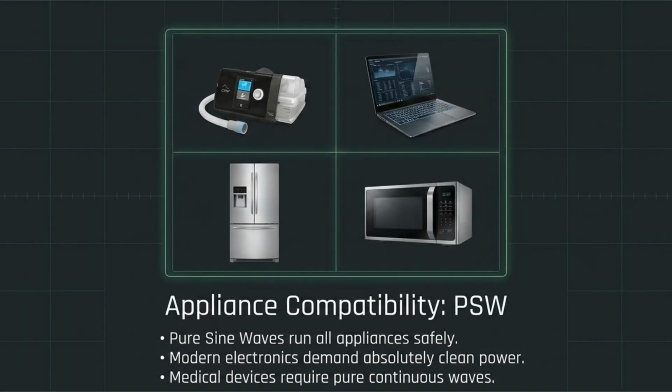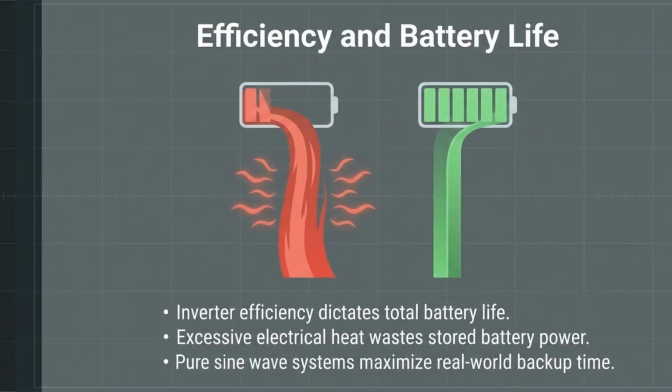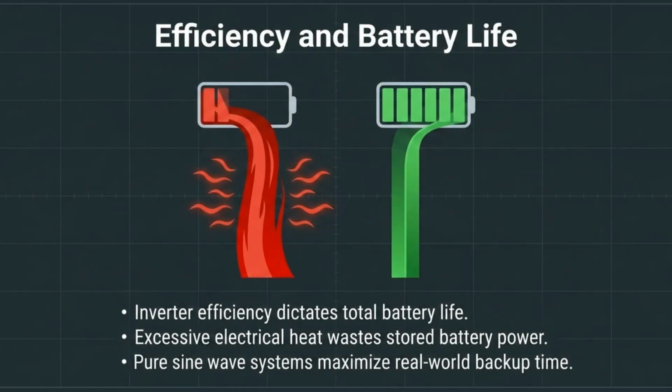However, modern electronics are a different story. They require pure, continuous power to function safely. From medical devices to computers and refrigerators, these sensitive systems demand clean electricity to operate reliably. To verify the quality of your power, engineers use laboratory oscilloscopes. These devices display the true waveform shape, allowing you to clearly see if your inverter is delivering a continuous curve or a distorted signal. Finally, consider your total battery life.